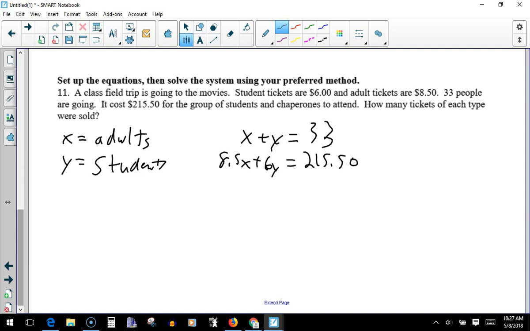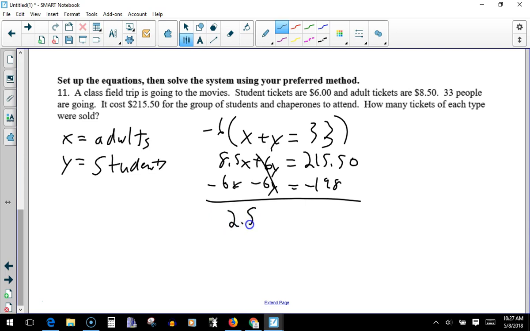Okay? Now at this point, I have to multiply the top by something to cancel. Like I told you, I always go for the smaller number. So I'm going to get negative 6x minus 6y equals negative 198. $8.50 minus $6 is $2.50, 2.5x equals 1750. If I divide by 2.5, x is 7.